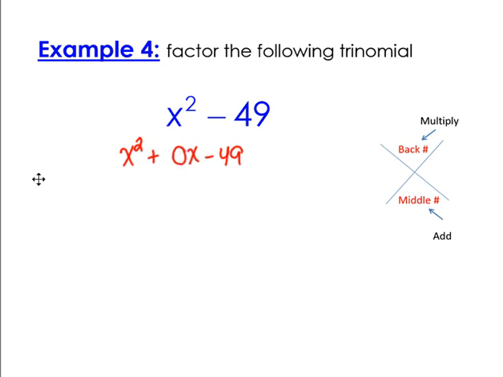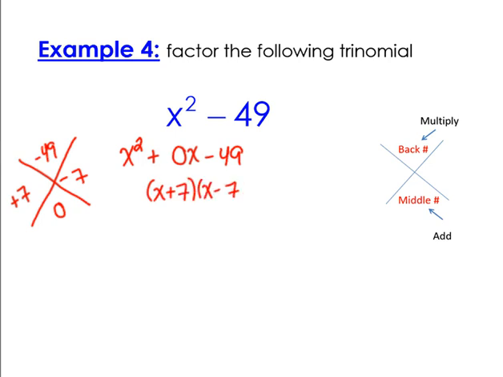Therefore, if I add a 0x in the middle, let's see what that does to it now. I'm trying to multiply to get me negative 49 and add to give me 0. So since I'm multiplying to get a negative, these two signs have to be different. One has to be positive, one has to be negative. Well, the two numbers that multiply to give me negative 49 and add to give me 0 would be positive 7 and negative 7. So my final answer is x plus 7, x minus 7. And that's it. If you want to, you can check and FOIL back through, and you'll see that you get that same answer.